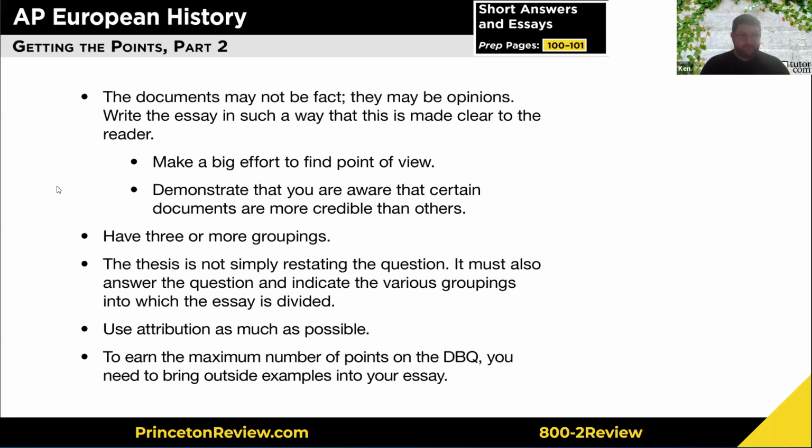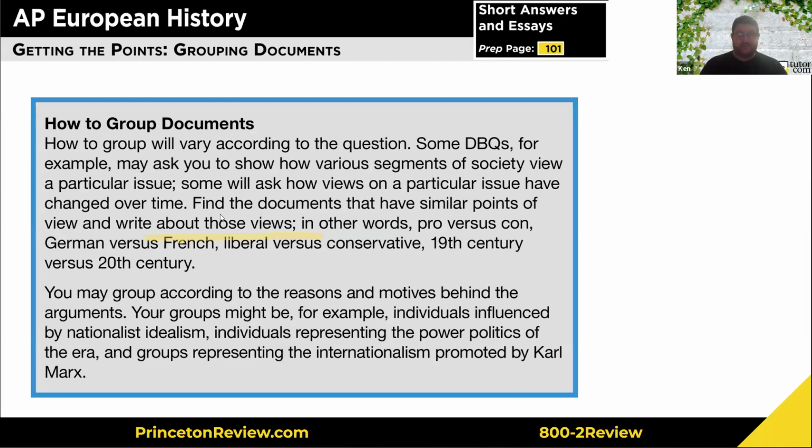So the goal is to create at least 3 groupings. And remember, it could be 3 groupings of 2 documents each. Even better is if 2 of your groupings actually use the same document, but they use it in different ways. Make sure that you build a thesis. A thesis is not a restatement of a question. It answers the question, and it provides a specific argument and directly says what the groupings you're going to be using are. And remember, you need to use outside examples.